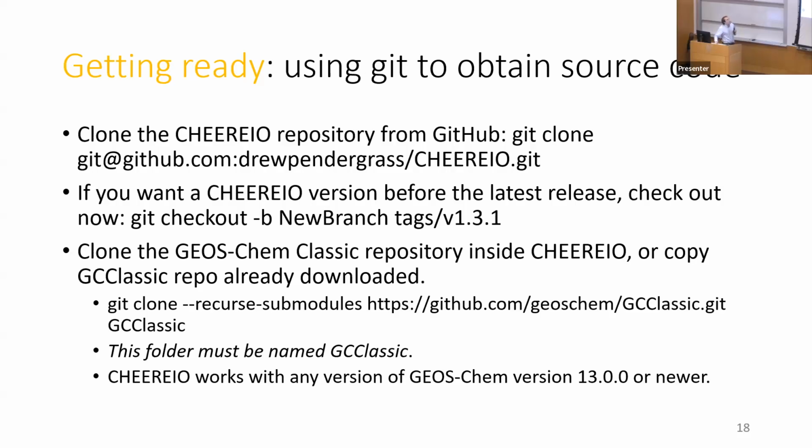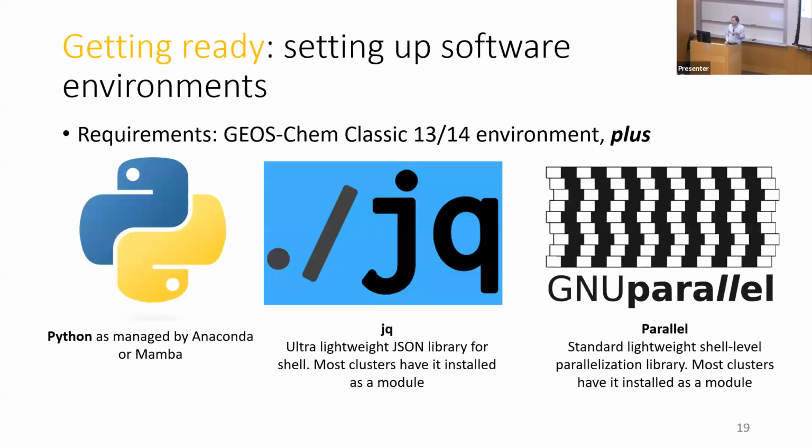So the way you install, you go to Git, you clone it. It's mostly Python and Shell, and then you install GeoSChem inside it. And by install, I mean you copy your GC Classic code directory and just put it inside. So whatever version you have, as long as it's 13 or later, you're good to go.